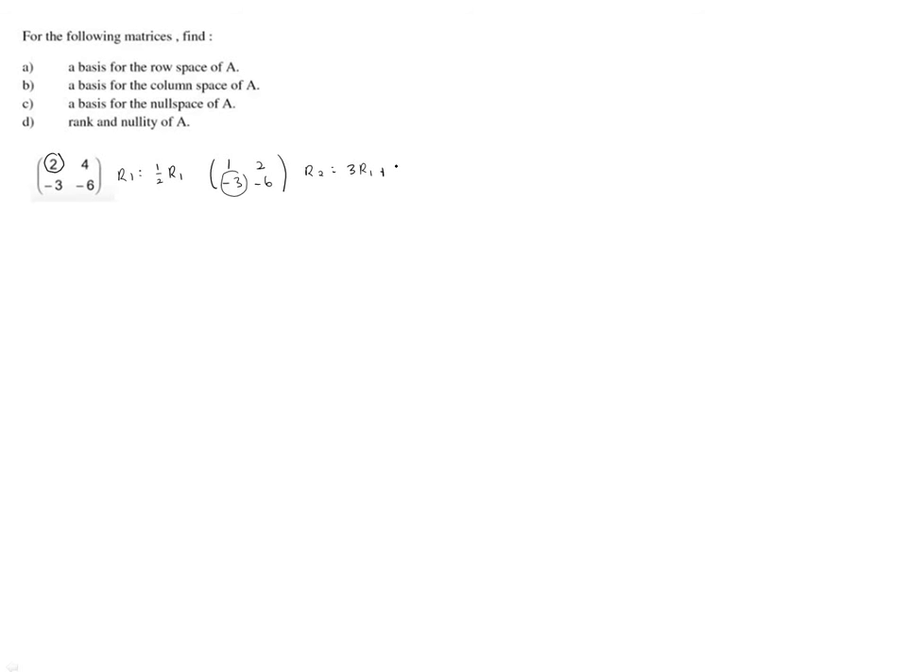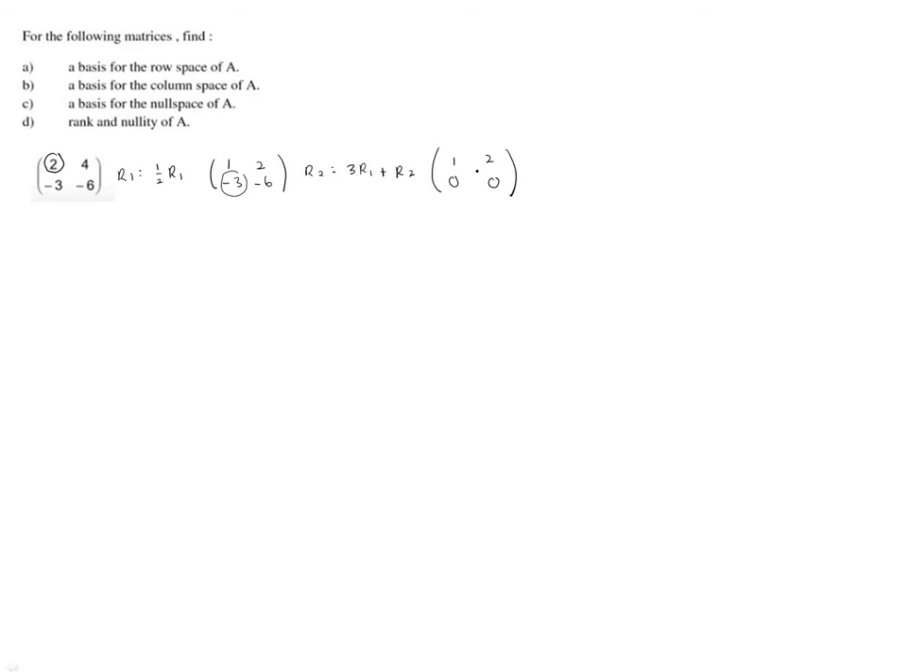3R1 plus R2 or R2 plus 3R1. Okay, either one lah. Kalau if you feel comfortable to put R2 at the front, then it's up to you. But the motive is clear that we want to change -3 to become 0. So 3 multiplied by 1 plus -3 is 0. 3 multiplied by 2, 6 plus -6 is also 0. So the final matrix is 1, 2, 0, 0.